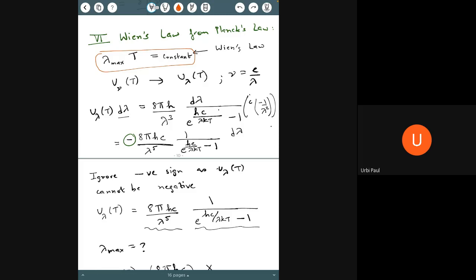Ma'am, I had a small doubt. Here we are writing lambda max into T is equal to a constant. In terms of frequency, it should be c by nu max into T is equal to c. So why aren't we taking it like that? Ma'am, you asked us, saying it will be nu max into T equal to a constant. It will maybe be T by nu max equal to a constant. But it will be a similar relation. Yes, ma'am, that's what I meant. Thank you.